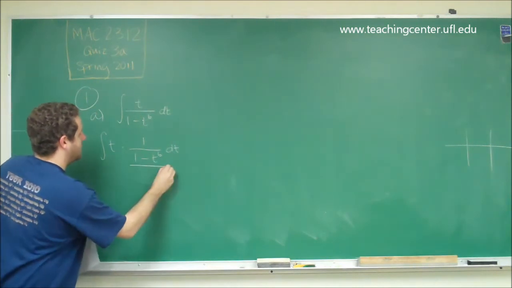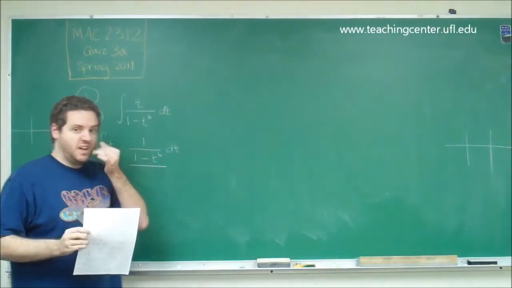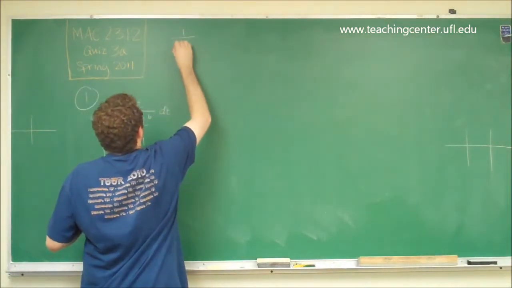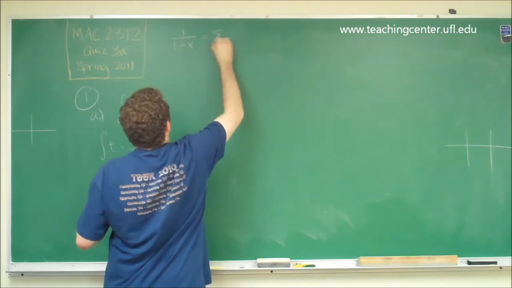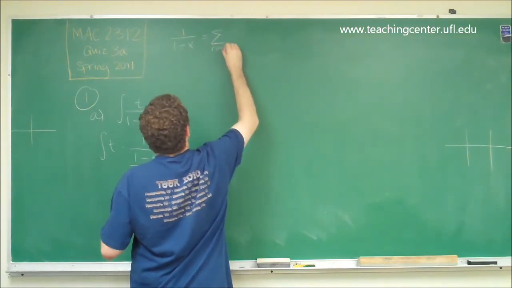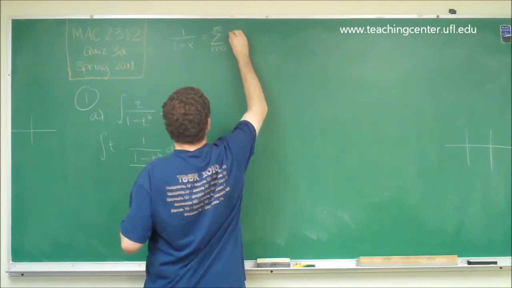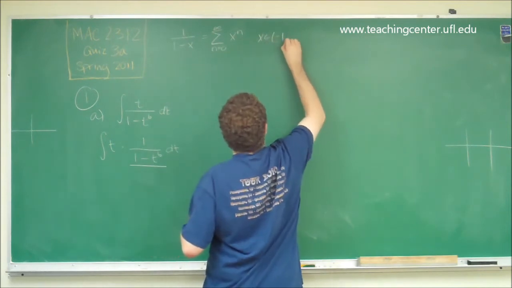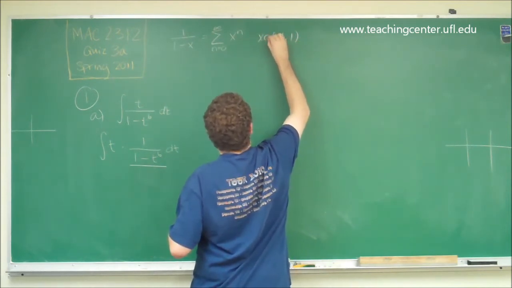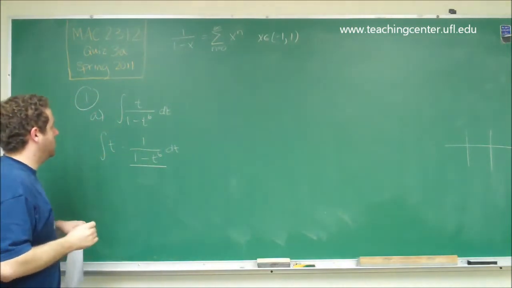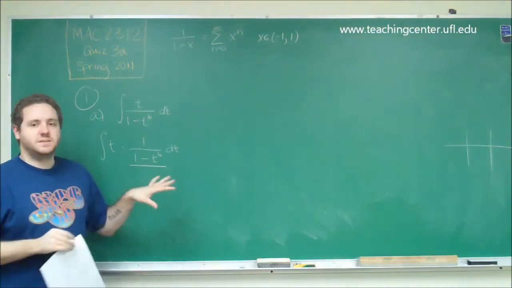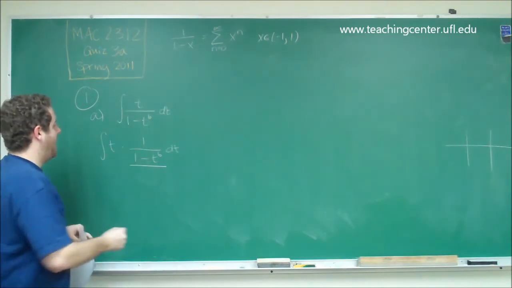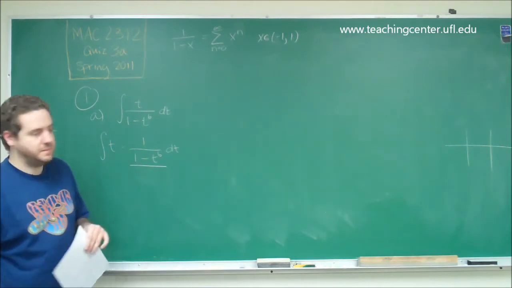Because this part right here, the 1 over 1 minus t to the 6th, looks a lot like our standard power series that we know. So you should know that 1 over 1 minus x is the sum from n equals 0 to infinity of x to the n for the radius -1 to 1. So we have essentially that, except we're replacing x with t to the 6th. And then we're going to multiply that entire power series by t.